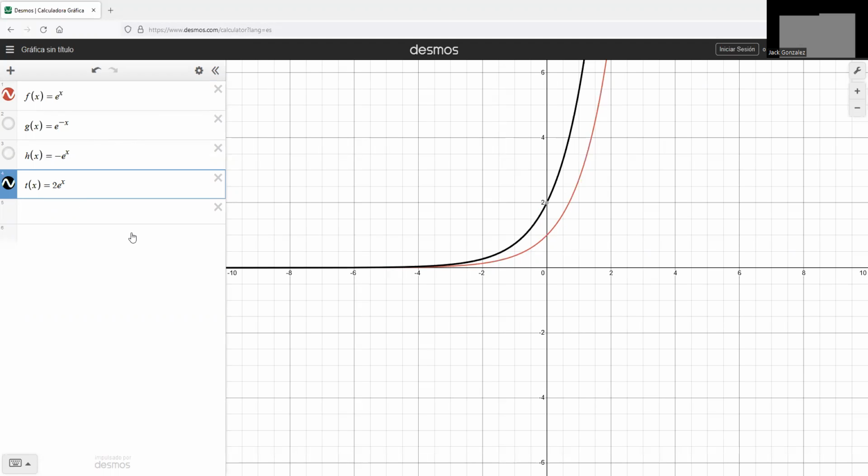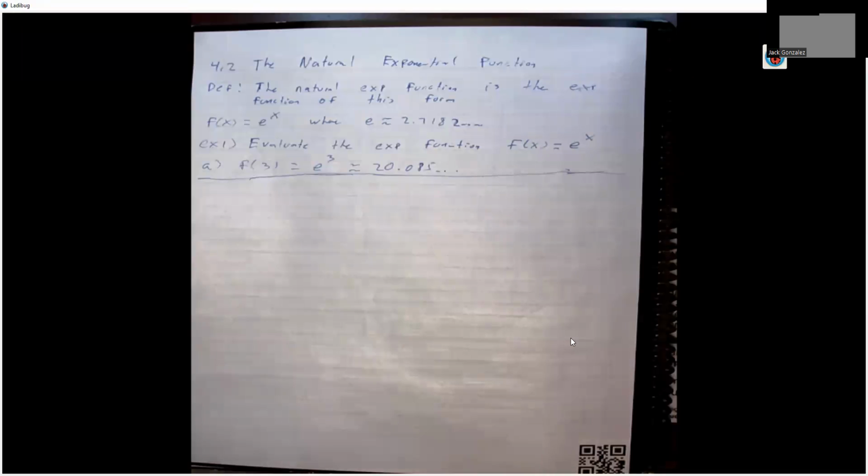So all those ideas are still in the background: transformations, shifting up and down, left and right. It'll be the exact same thing. Nothing different. So I'm going to move on to the formula instead.